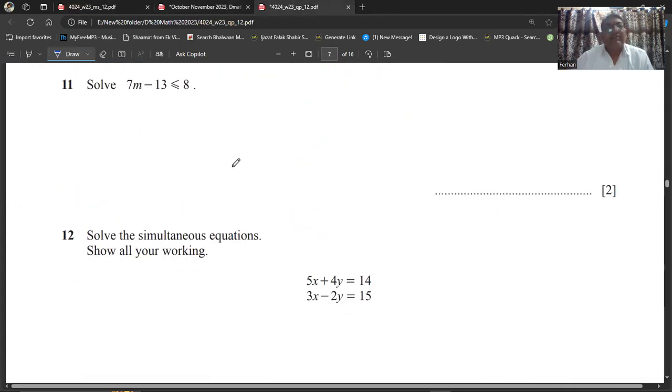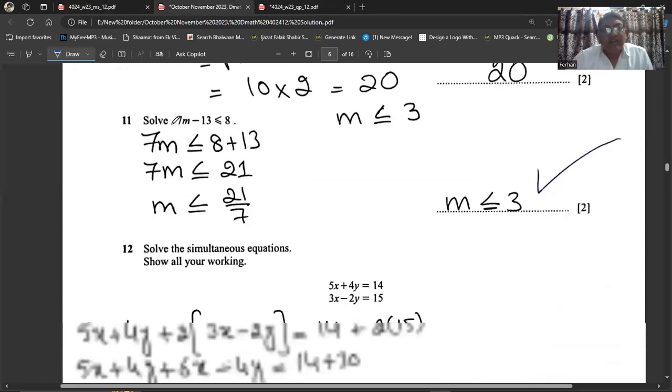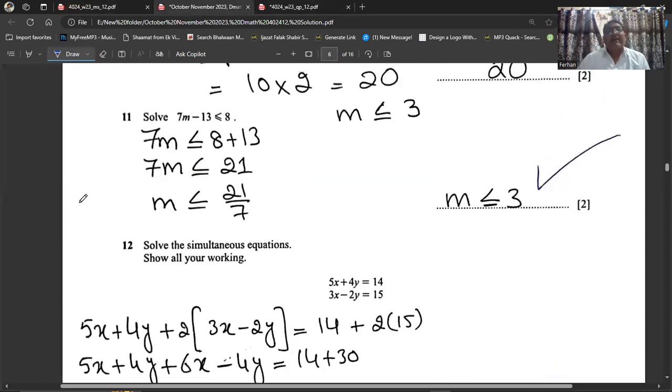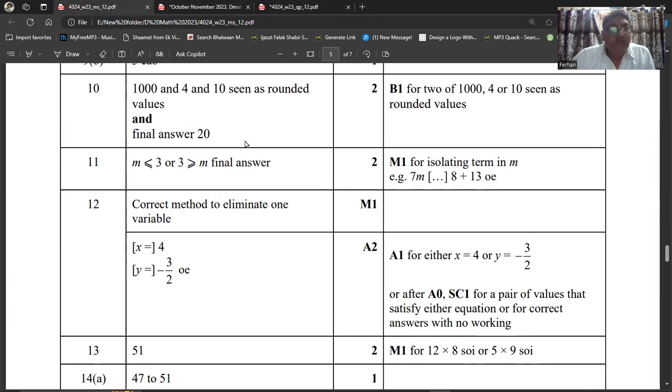Question number 11 on your screen. Solve 7m minus 13 less than or equal to 8. Very simple, we have to solve this inequality. So on your screen, it's showing 7m less than or equal to 8 plus 13, and 7m less than or equal to 21. So m will be less than or equal to 21 by 7, and m will be less than or equal to 3. So m is less than or equal to 3. So our answer is right, sir.